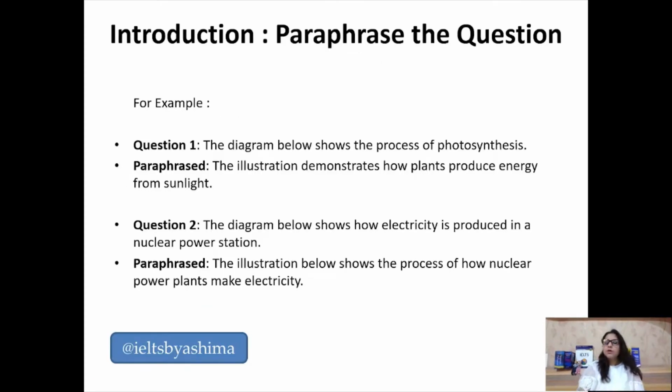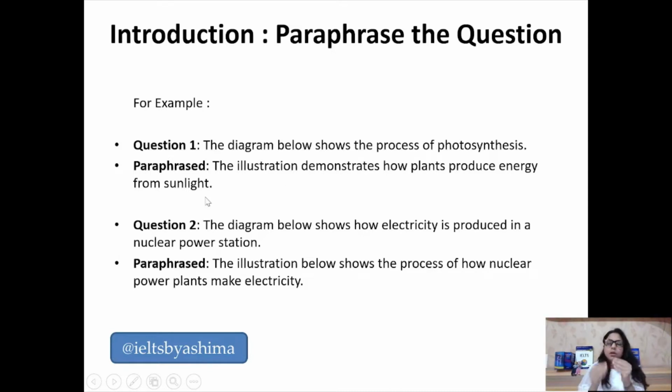Now see how, students, we have to write the introduction of Task 1. Simply paraphrase the question. In Task 1, there are two types of process: a natural process and a man-made process. So the first process introduction we'll see is a natural process. For example, the question is, the diagram below shows the process of photosynthesis. Okay, so let's paraphrase this question. The illustration demonstrates how plants produce energy from sunlight.